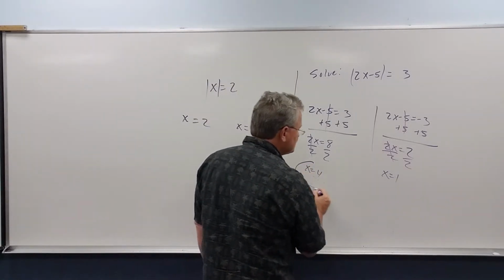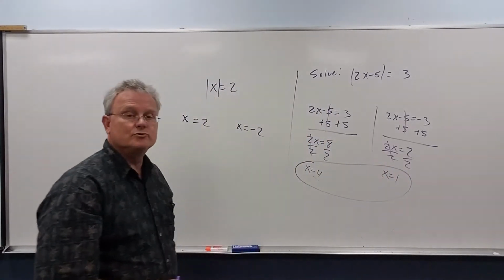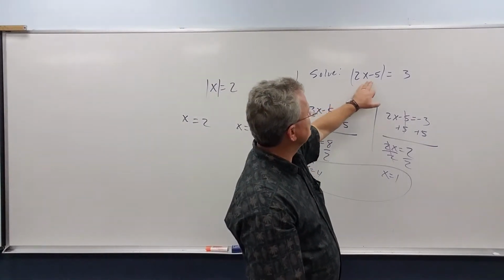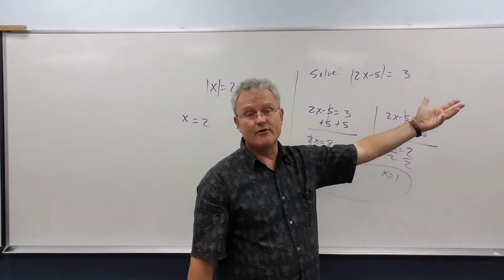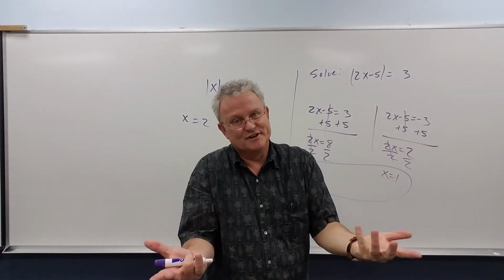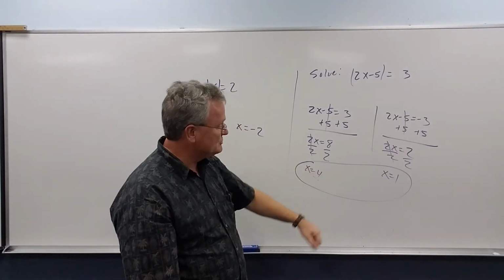So there's two solutions to absolute value equations. The only time you're going to get only one solution is if the absolute value is 0, because you can't get a positive and negative 0. It's just 0, yeah? But usually they have two solutions.